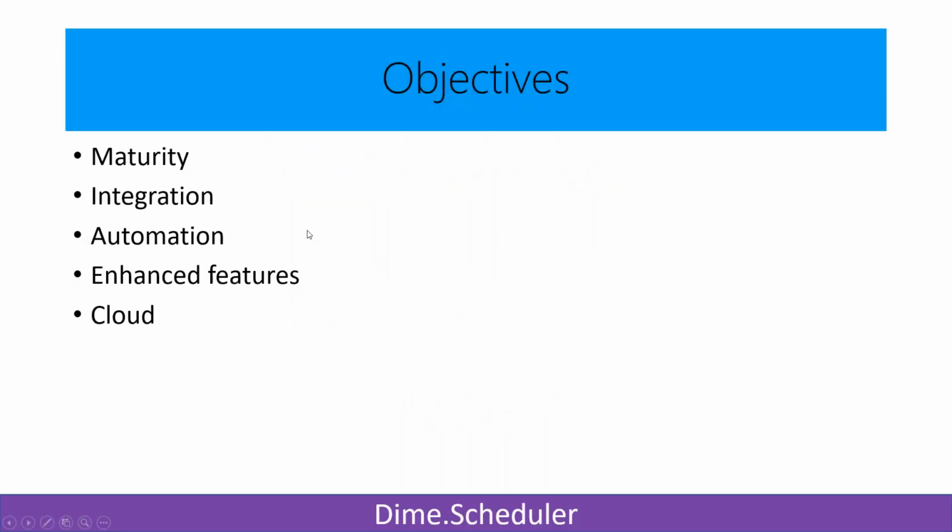We grouped all of our objectives in 5 categories, and I've listed them here in no particular order, but we aim to improve the product in the areas of maturity, integration, automation, enhanced features, and the cloud. Even though these categories by themselves are meaningless, they allow us to give you and ourselves a very simple overview of what we're on about and what the priorities are. After I explain these objectives, I will put a timeline on this so you know what to expect and when to expect it.